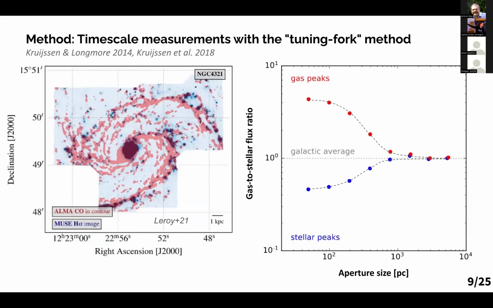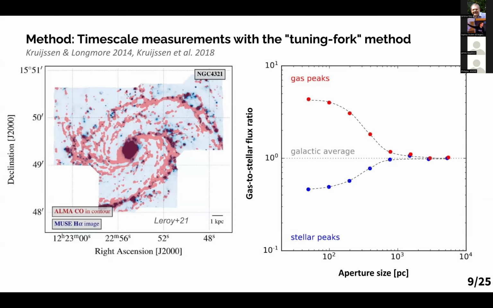And the idea of the method that we've been using in my group is to quantify this decorrelation, this deviation from the Schmidt-Kennicutt law, with what we call the tuning fork method. The idea is to use two maps and their spatial distribution, one map of the gas, for example ALMA, and one map of the stars, for example, here, I think MUSE, and to identify the peaks of emission and to measure the gas to stellar flux ratio. So it's a flux-weighted method as a function of different aperture sizes.